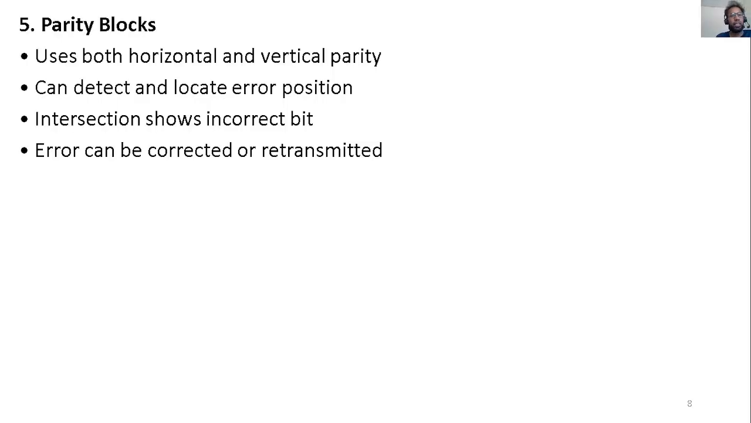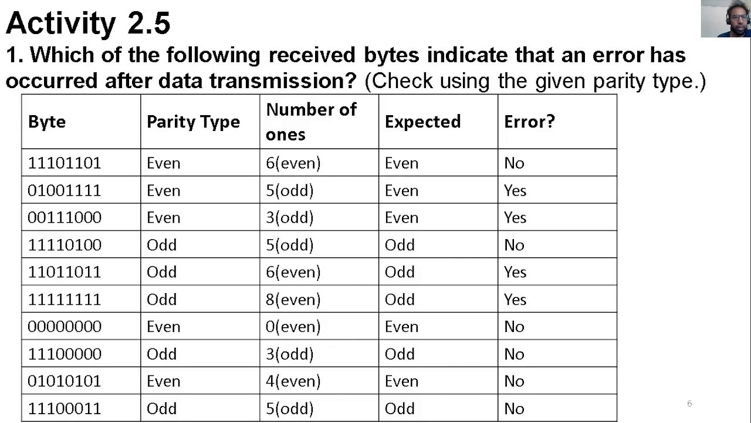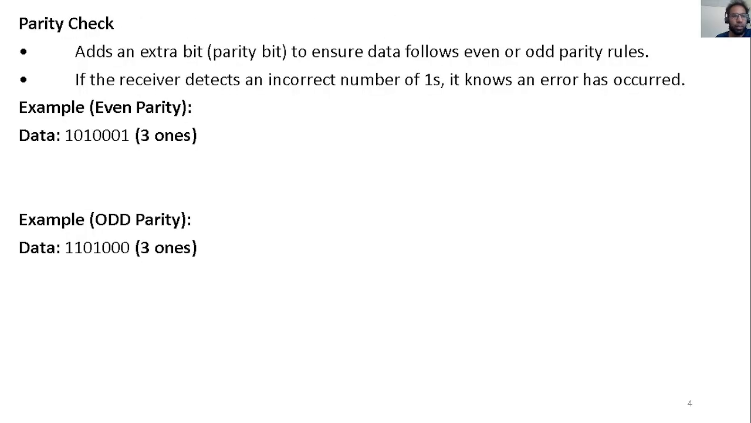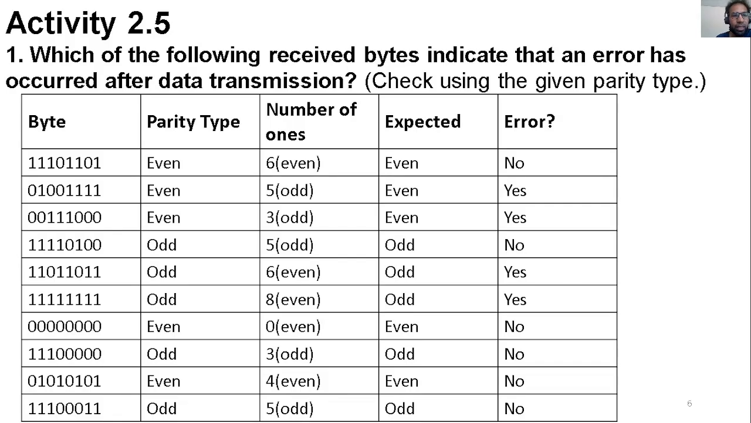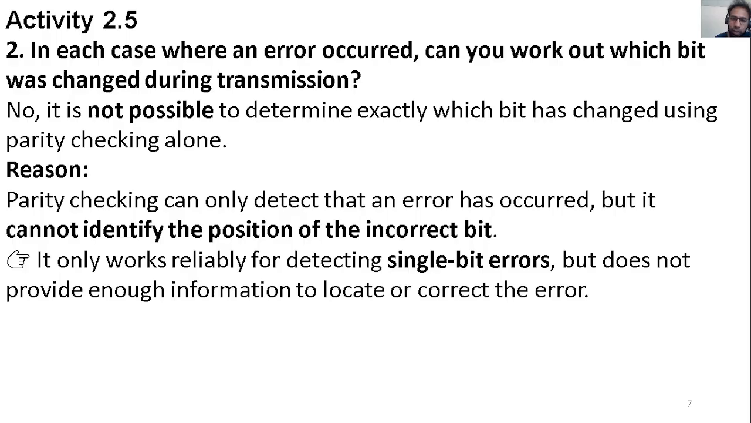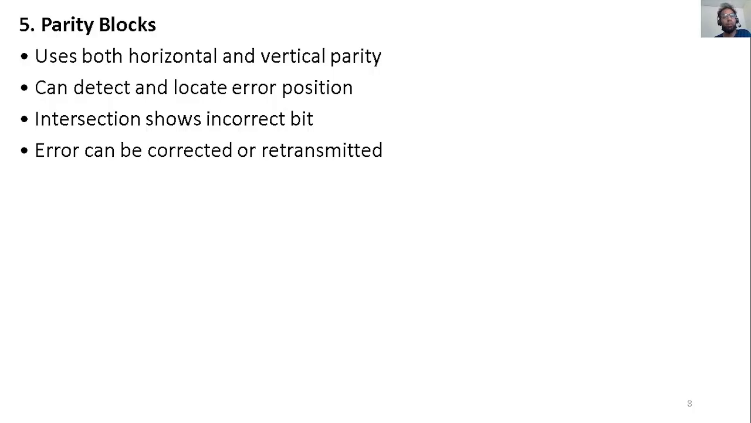Okay, we were discussing error detection methods. The previous method that we studied was parity bit checking. Now, in order to identify exactly which byte has the error and at which place, we use the next method, called parity blocks. How do we do it? We add another parity byte. We will see that in the next slide.